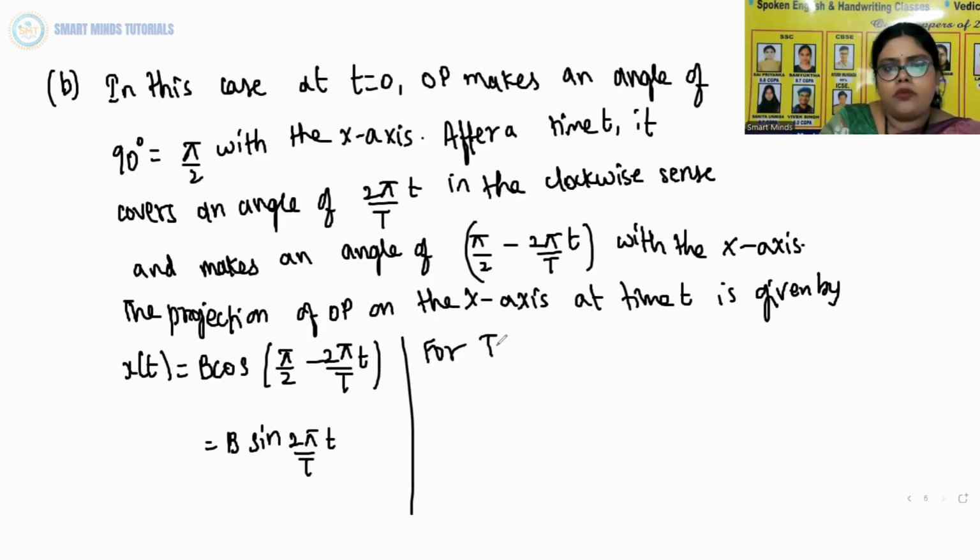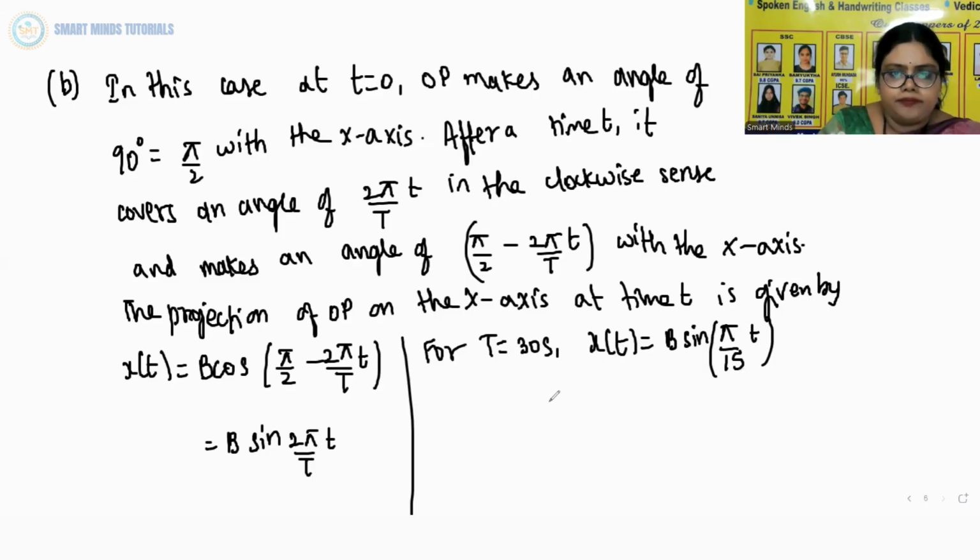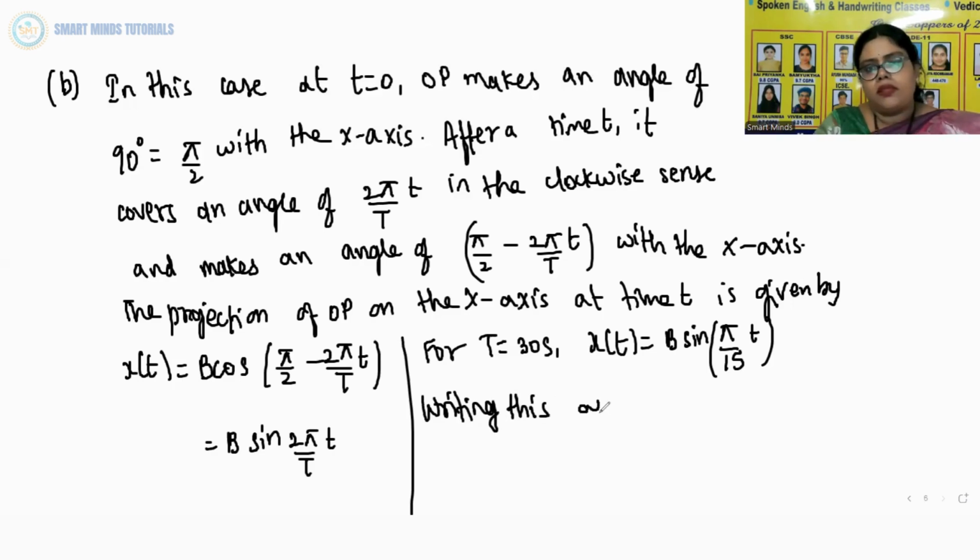Now for T is equal to 30 seconds, x of t is equal to B sin pi by 15 into t. We take capital T as 30, so 2 and 30 will get cancelled. So writing this as x of t is equal to B cos pi by 15 t minus pi by 2.